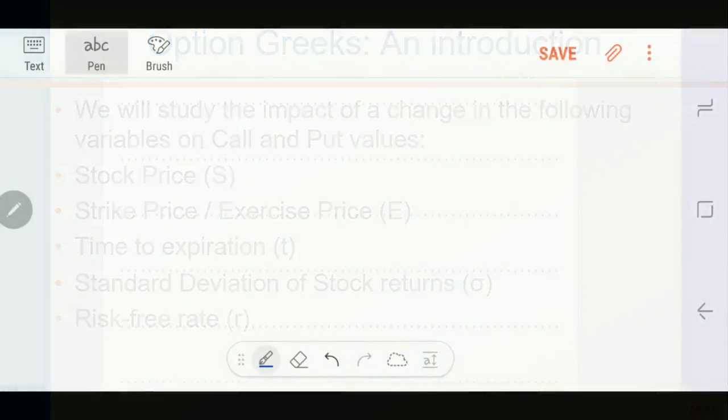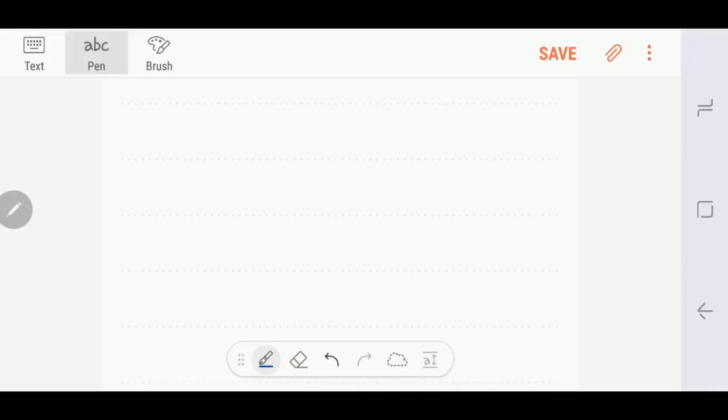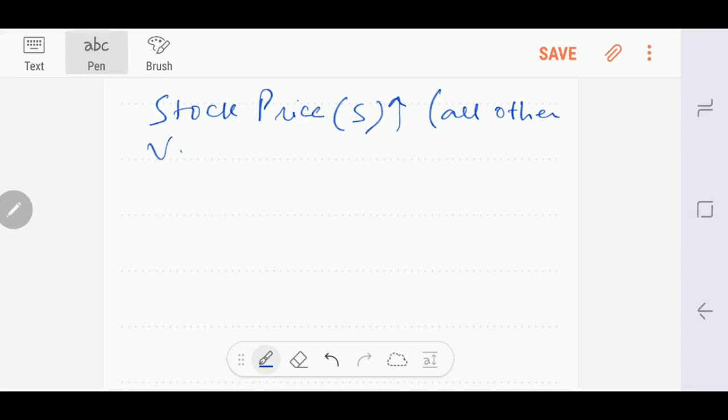Okay, so let's talk about the impact of the variables that we have identified on the value of call and put options. Let us begin with the first variable, which is the stock price. I'm writing stock price here, which is denoted by S in this chapter. We are saying that if the stock price increases while all other variables remain the same, so that's an important assumption, what would happen to the call price and the put price?